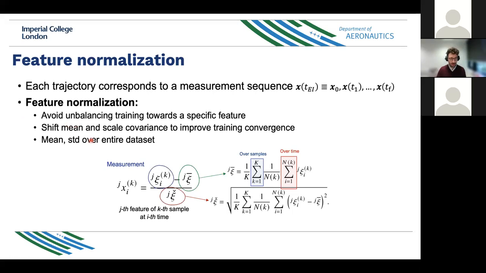With recurrent neural networks, one has to pay a little bit of attention to how the normalization is actually conducted. In fact, the mean of each feature here is computed not only over the samples, this is over the entire data set, but also over time. So we consider summations over each element of the sequence and then over each sequence in the data set.